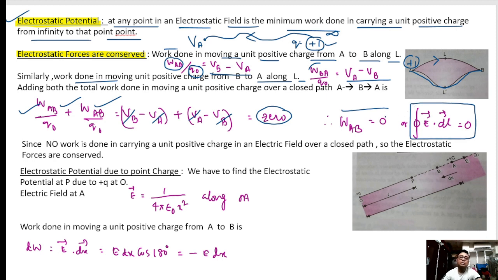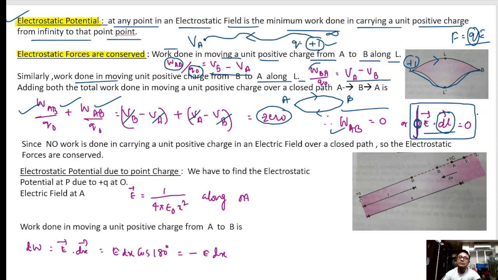Work done, total work done in a closed path. When you go from here to here, you do some work. When you go from here to here, you do some work. So when you reach back again to A, the total work done is 0. Now work done is force into displacement, and force equals Q into E. If it is a unit positive charge, F is equal to E. So E dot dl, where dl is the displacement, is the total work done around a whole cycle.